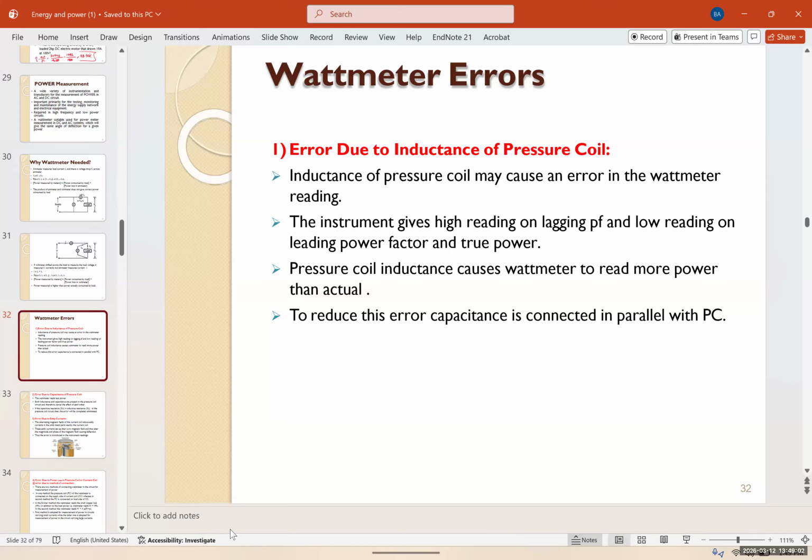So again, the reason that this happens is because if in the system we have reactive power, that reactive power is going to reduce or increase the amount of power that the coil is showing, because the coil itself is like an inductance, and it's like adding to the mix of the reactive power.